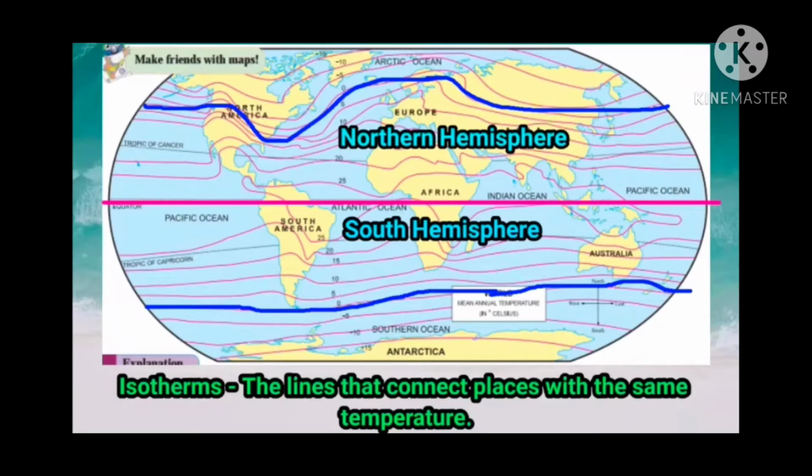Isotherm of 0 degrees Celsius. There are two isotherms of 0 degrees Celsius on the world map. One of them lies in the southern hemisphere and the other one lies in the northern hemisphere.